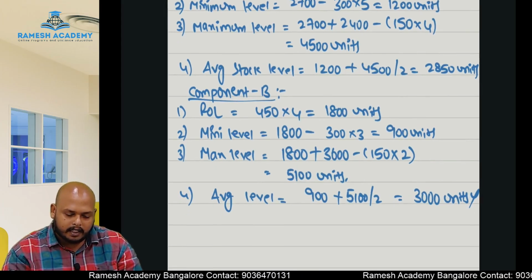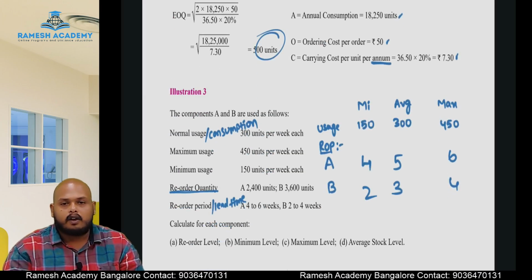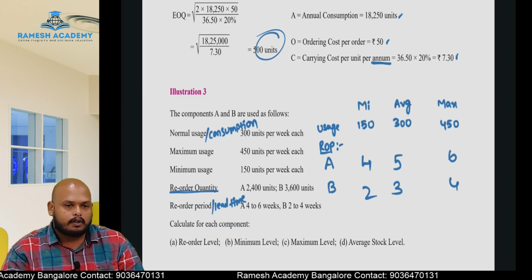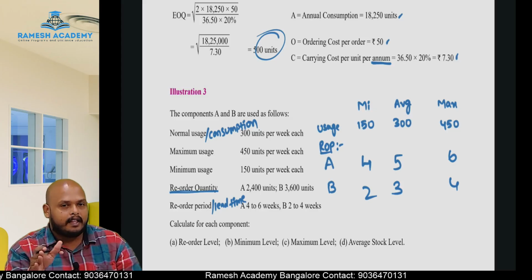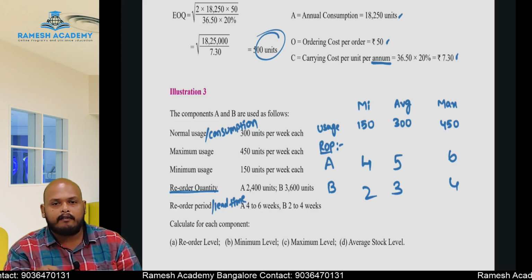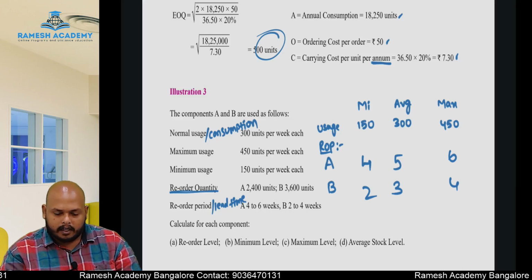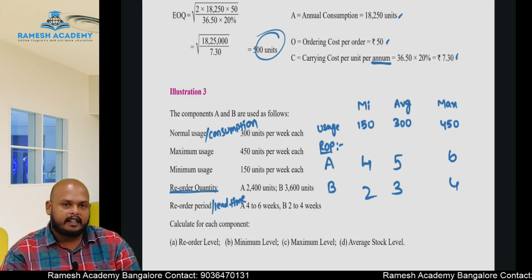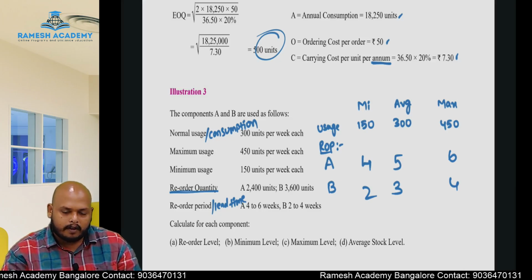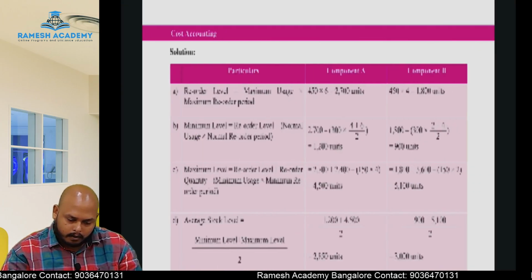First and foremost, what I said: you have to make this table, Nana. This is important here. Just arrange the data in this table: minimum, average, maximum. While solving the question, whatever data is given in the question, that you have to take. If some data, like average, is not given, then we have to calculate. See here, reorder period we calculated or not? It's not given for A, not given for B, so we calculated. When it is not given in the question, then only we should calculate. If it's already given in the question, we have to use the same data, Nana. That's all. So this is the question, Nana.